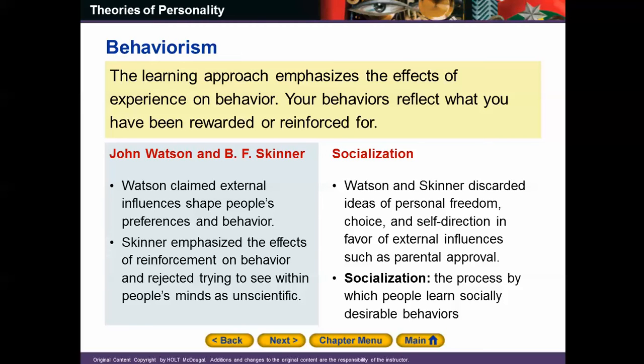Watson and Skinner largely discarded ideas of personal freedom, choice, and self-direction. Skinner said that environmental influences like parental approval and social custom condition or shape us into wanting some things and not wanting others. Socialization is the process by which people learn the socially desirable behaviors of their particular culture and adopt them as part of their personalities.